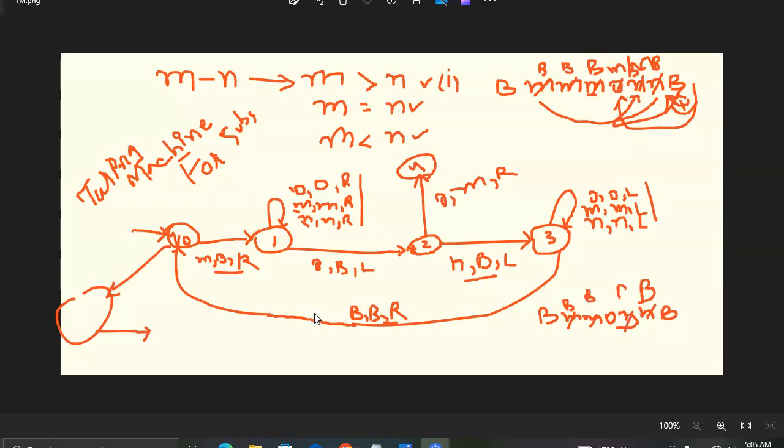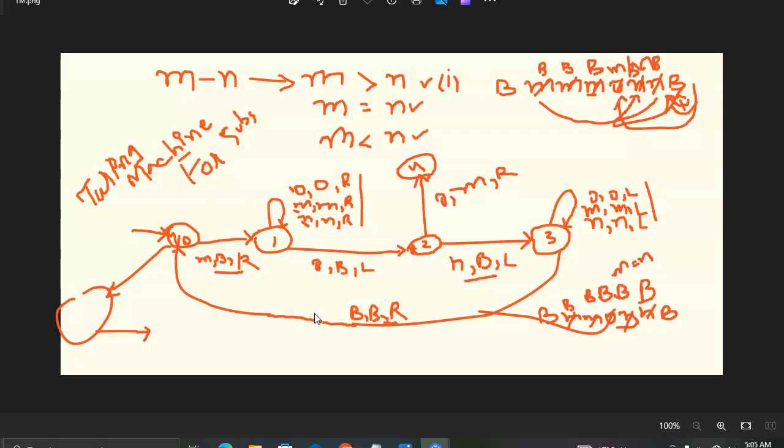Here we are remained with a 0, and here we want to convert this 0 also into a blank, because we do not want anything in the output, because m and n are equal. Here m is equal to n, 2 minus 2 is equal to 0.